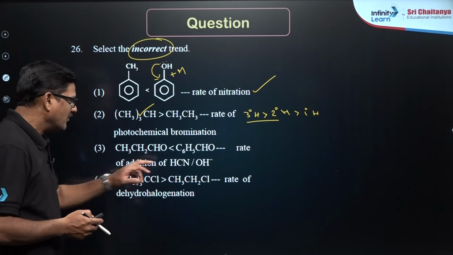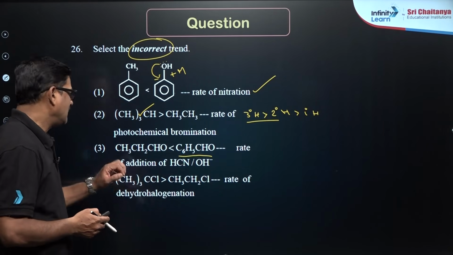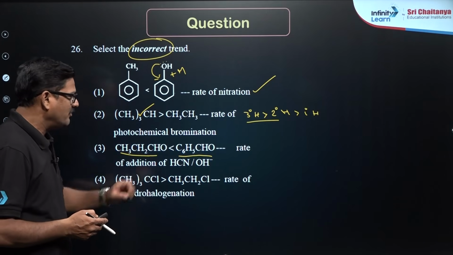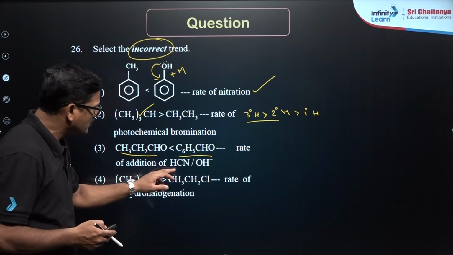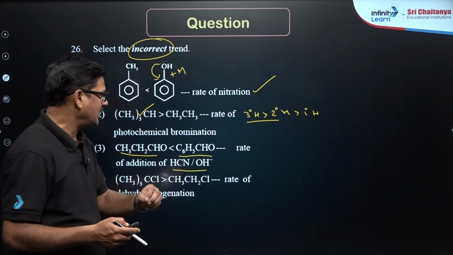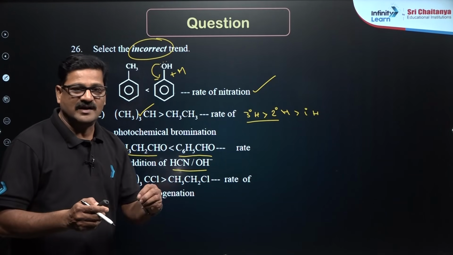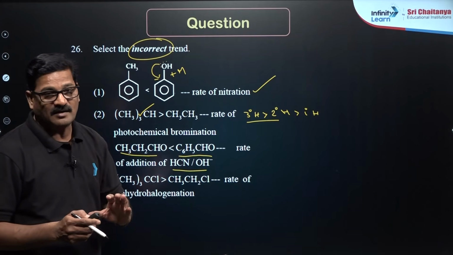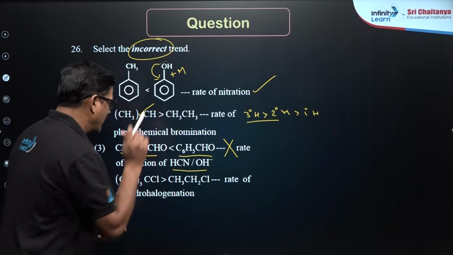While you can see benzaldehyde and aliphatic propanal, for the rate of nucleophilic addition with HCN and OH minus, aliphatic aldehyde should be greater than aromatic aldehyde. So this is not a correct match.